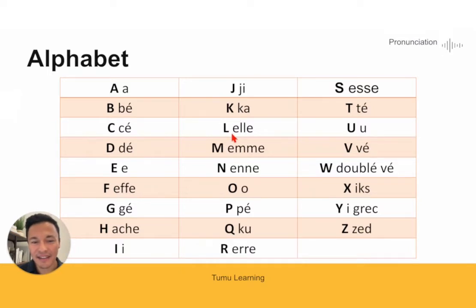L, M, N, O, P, Q, R, S, T, U, V. These final four letters are pronounced quite different than English.